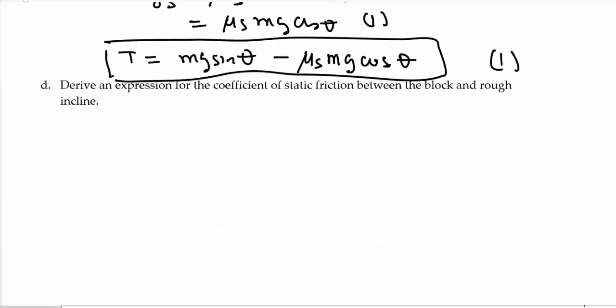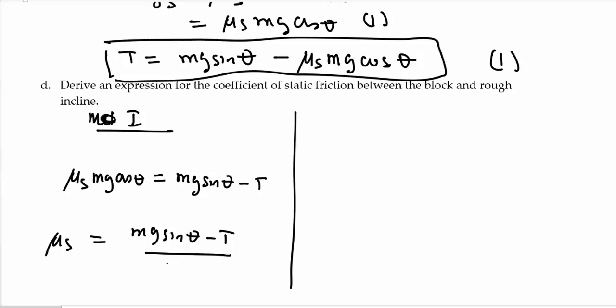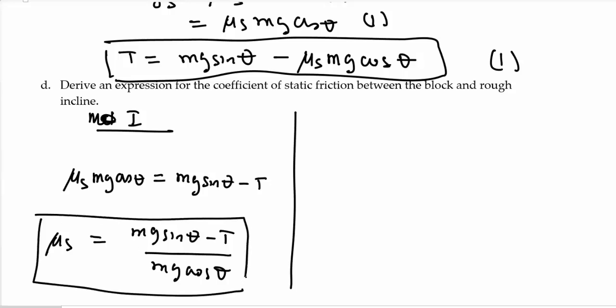Look up, please. Part D asks you to derive an expression for the coefficient of static friction. This is the expression for mu. So technically, you would see that mu s mg cosine theta will be equal to T minus mg sine theta, which means that, yeah, it will be the opposite. This will be mg sine theta minus T. This would mean that mu s will be equal to mg sine theta minus T all divided by mg cosine theta. Is that it? That's it. And here, this is 1 point. You get it? 1 point.